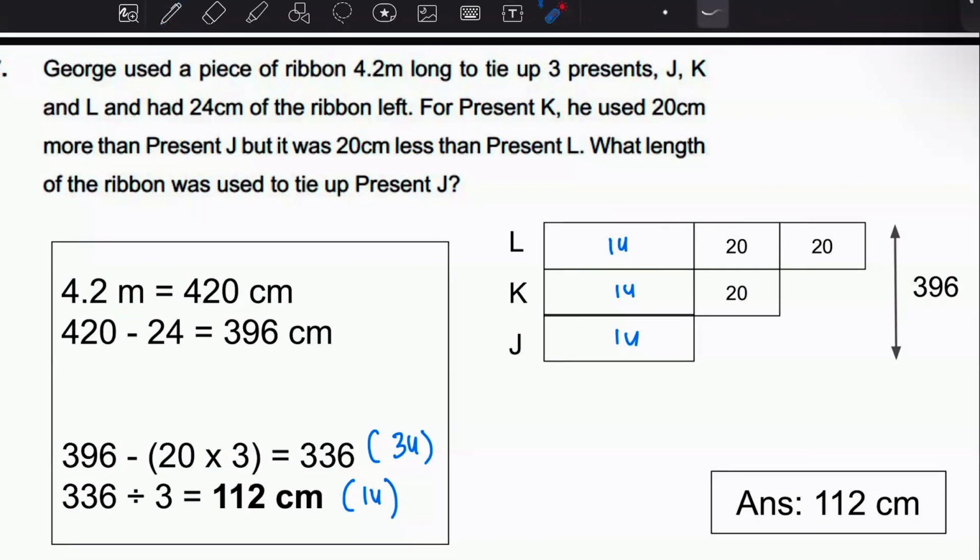They are asking you what length of the ribbon was used to tie up present J. So present J, just nice, is just 1 unit. So this is your final answer.